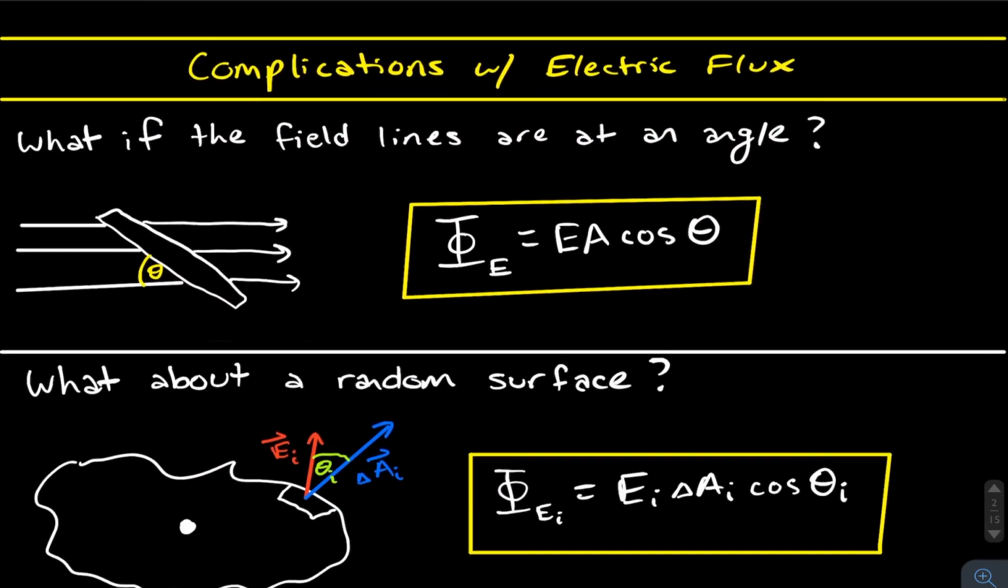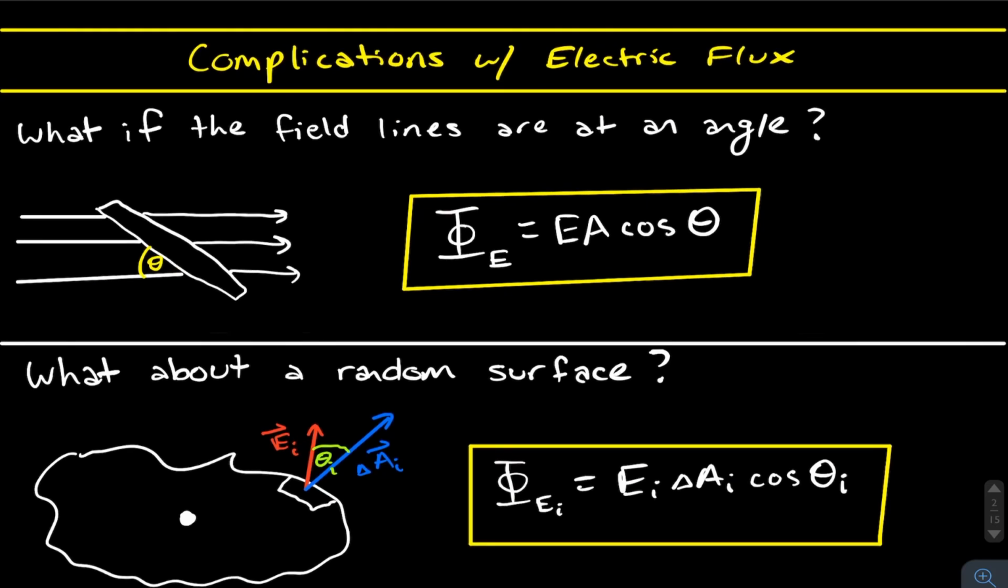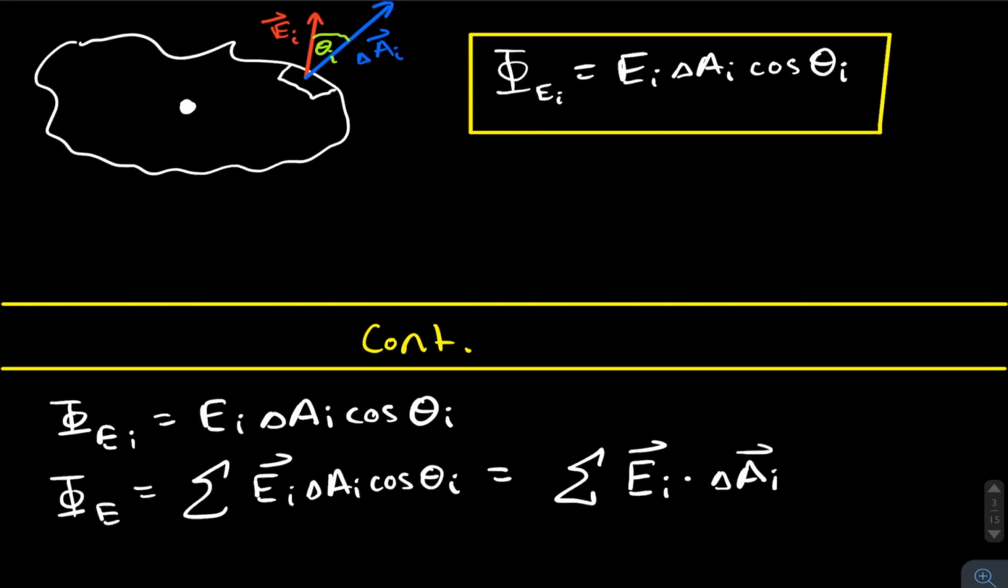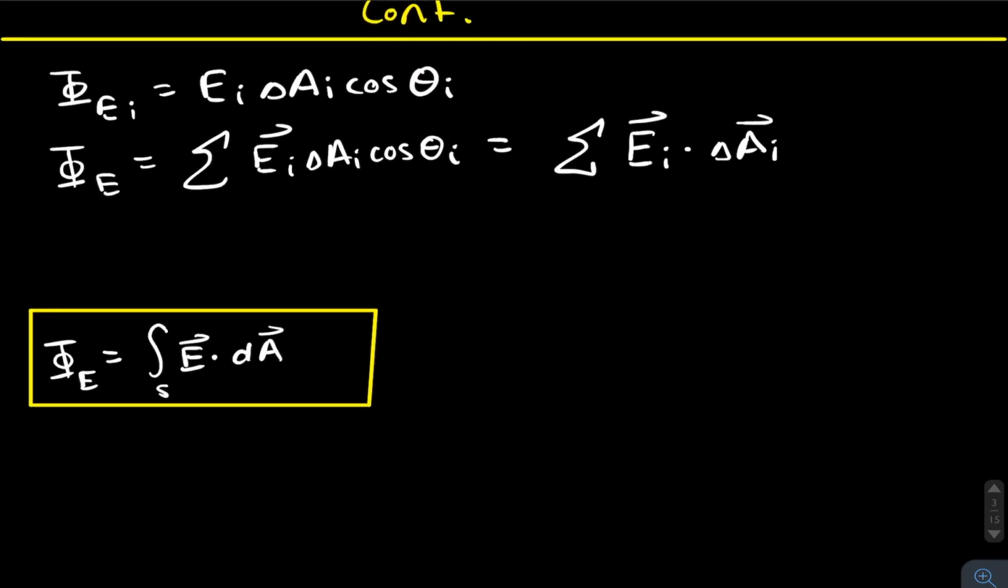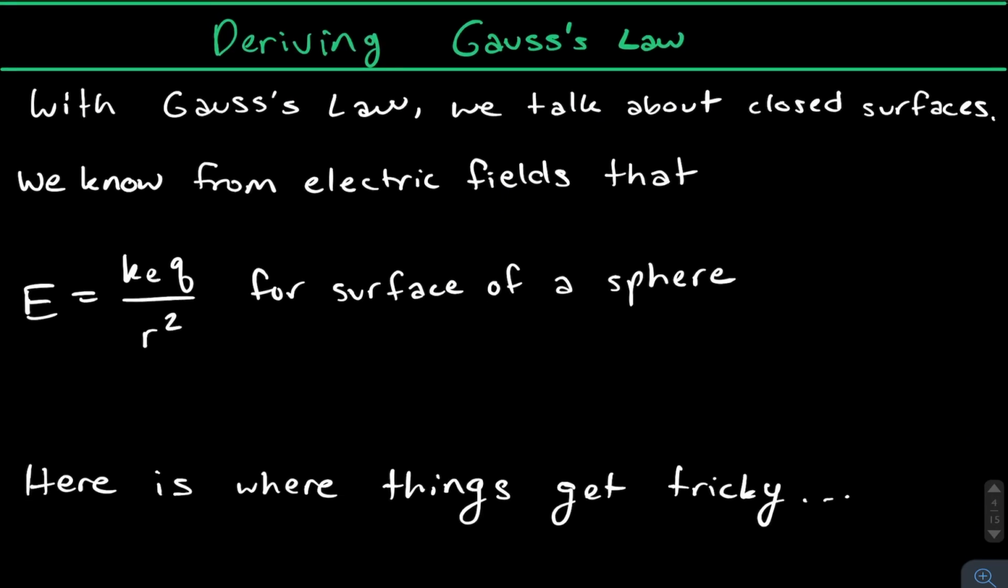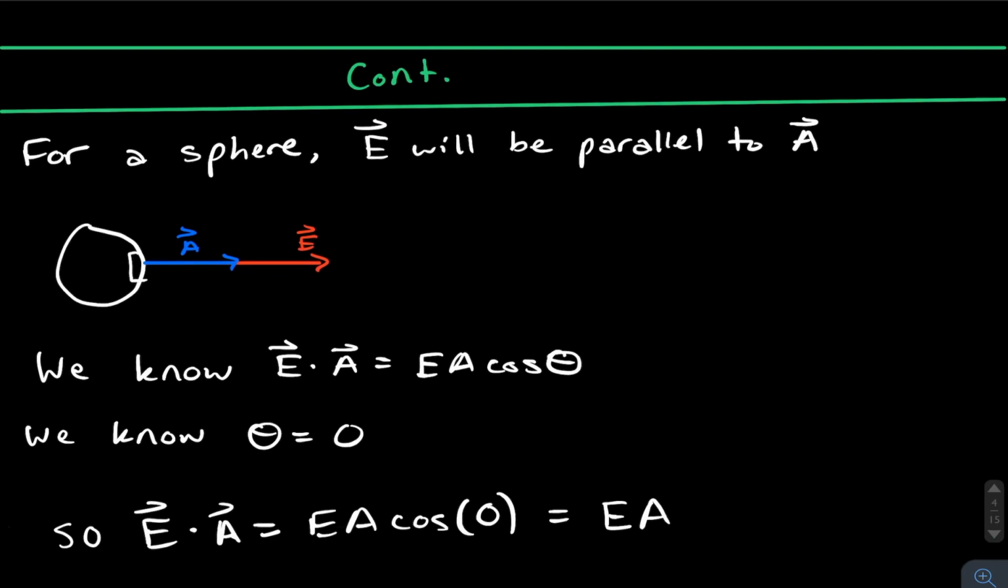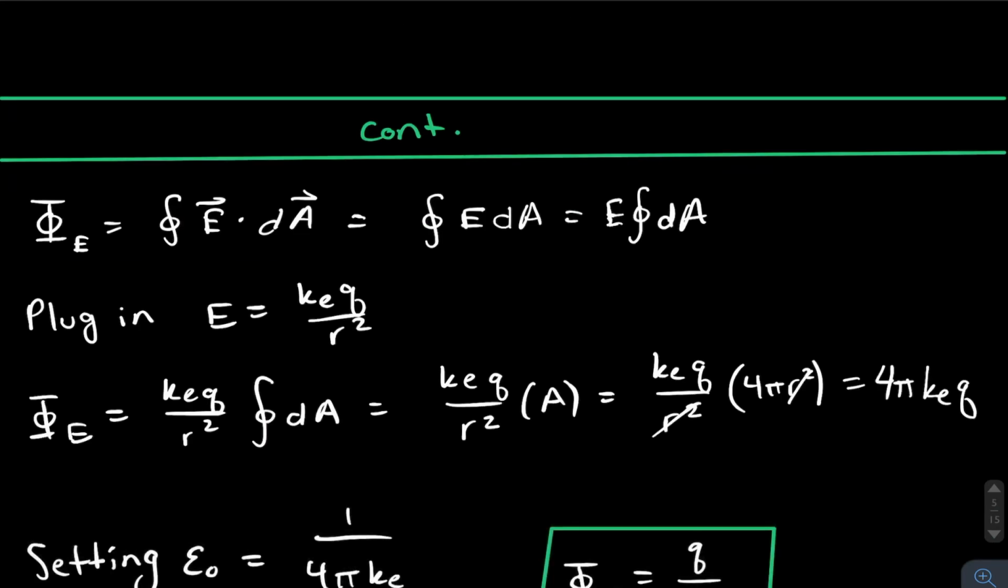We made it a little more complex, adding in the cosine theta when the plane's at an angle. And we talked about a random surface, and don't worry about the details here. We just ended up with a surface integral of E dot dA. From that integral, we were able to derive Gauss's law, or we used it. Actually, I don't think we did derive it, but we did use it.